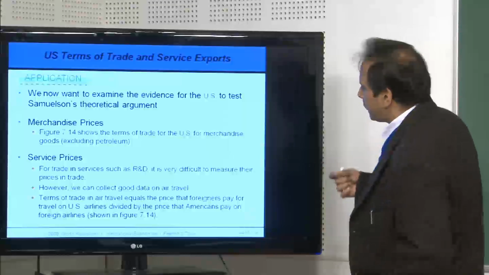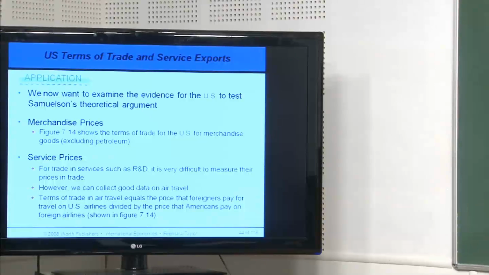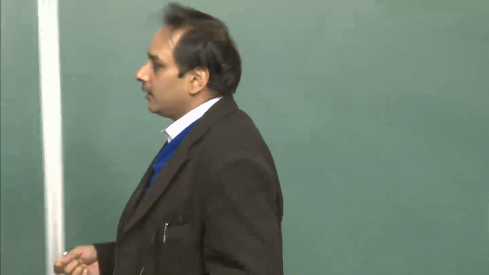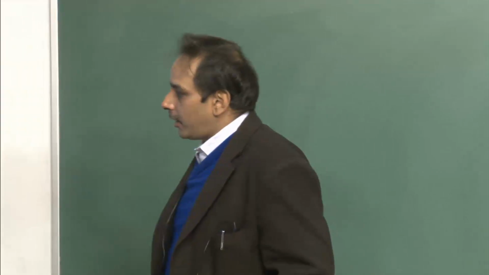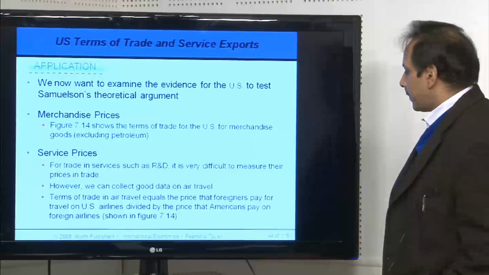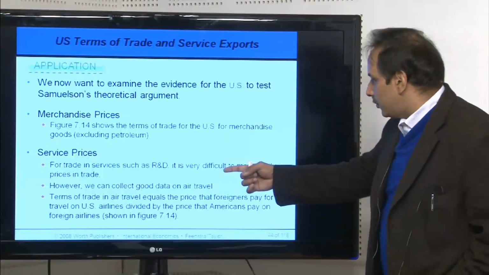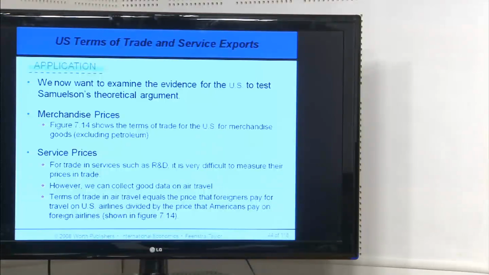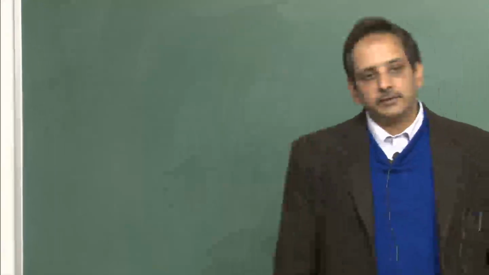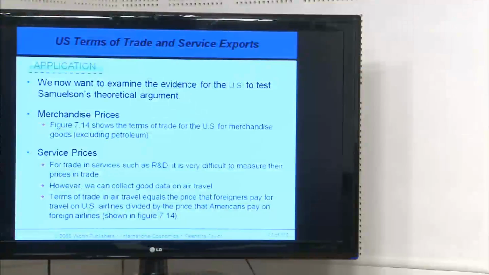For merchandise prices, the terms of trade is the price of exports of merchandise over the price of imports of merchandise. But for services, because no readily available data is there, the terms of trade in air travel is taken as a proxy for the terms of trade in the service sector, and it equals the price that foreigners pay for travel on US airlines divided by the price that Americans pay on foreign airlines, and here is the data.